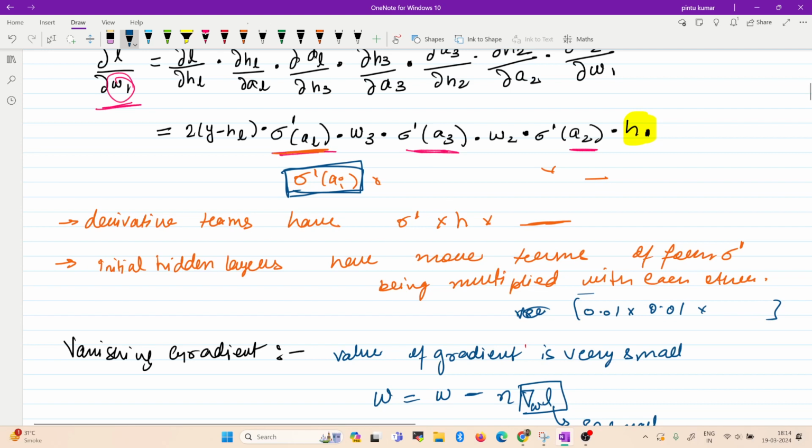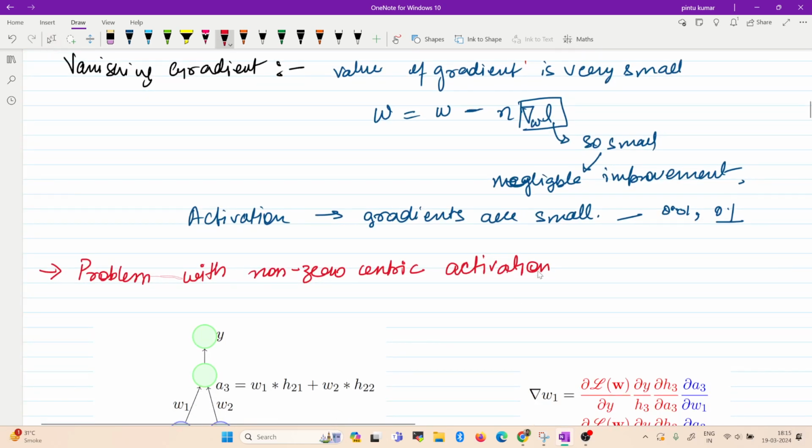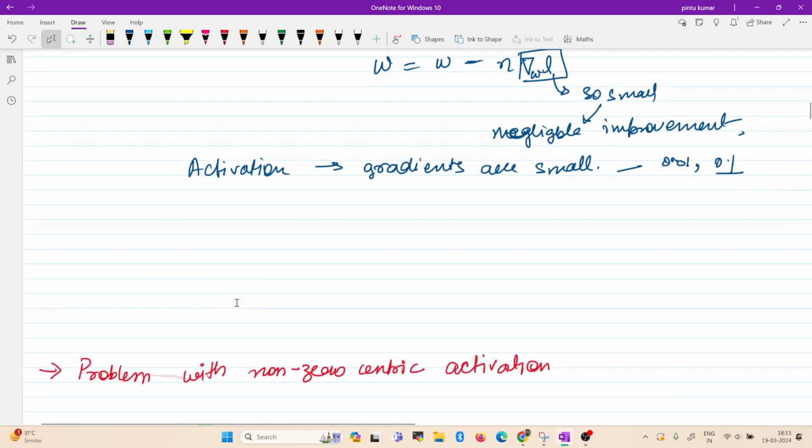Another thing is that you have this thing multiplied by the value of the activation function, so your activation function value should also not be very small. Then it can also contribute to the vanishing gradient problem. There is another similar phenomenon, very similar to the vanishing gradient problem, that is known as the exploding gradient problem.